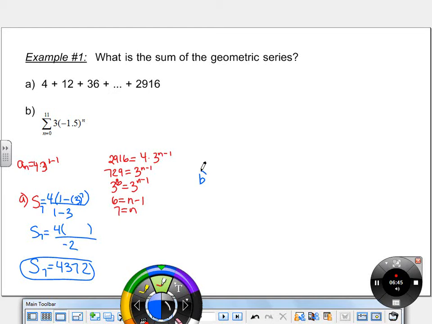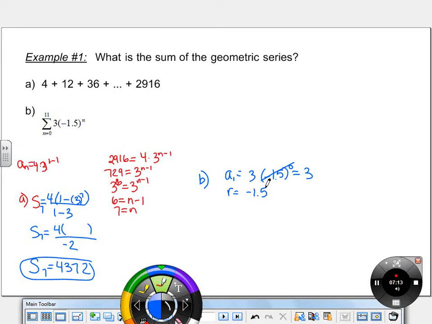For part B, I want to do the same thing, but notice the notation. Because 0 is at the bottom of our sigma symbol, our first term is actually going to be whatever we get when we plug in 0, which is going to be 3. Because remember, this to the 0 power will be 1, and 3 times 1 will just be 3. Our ratio is going to be negative 1.5.